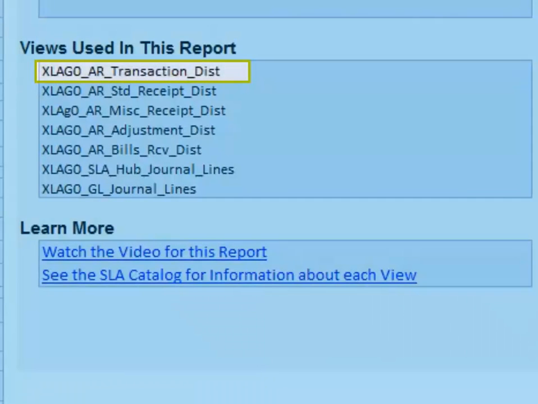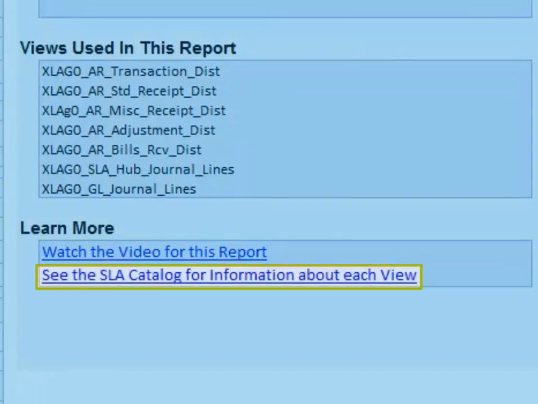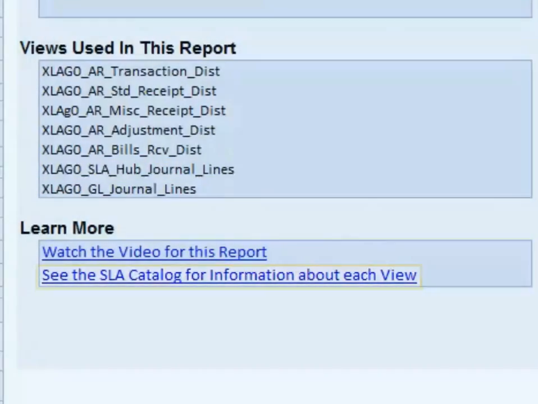The data in this spreadsheet comes from the views AR transaction dist, AR standard receipt dist, AR miscellaneous receipt dist, AR adjustment dist, AR bills receivable dist, SLA hub journal lines, and GL journal lines. See the SLA catalog for information about each of these views.